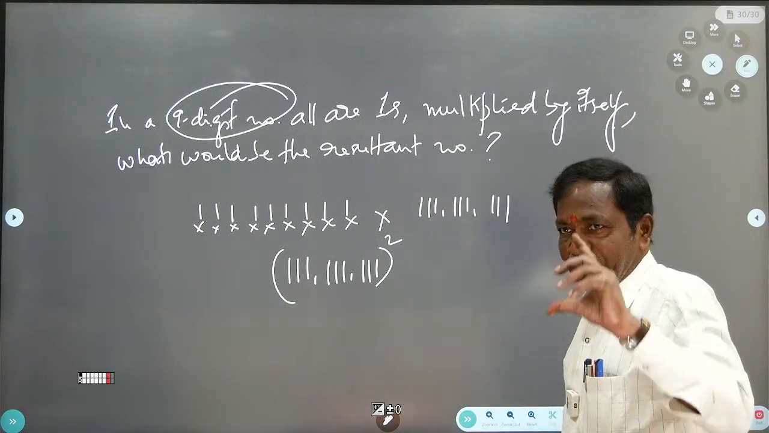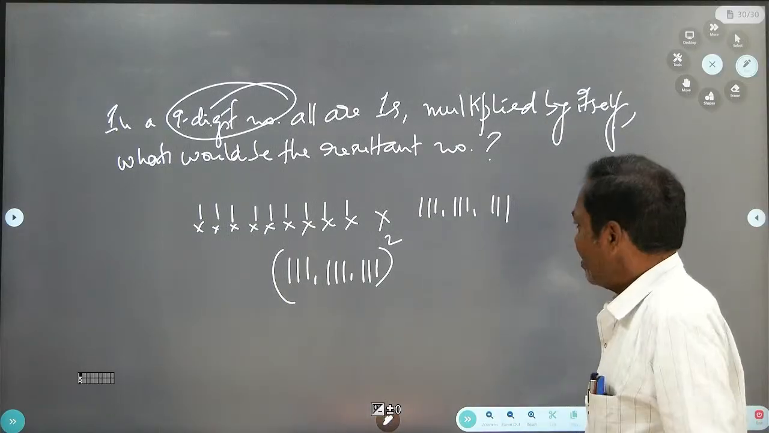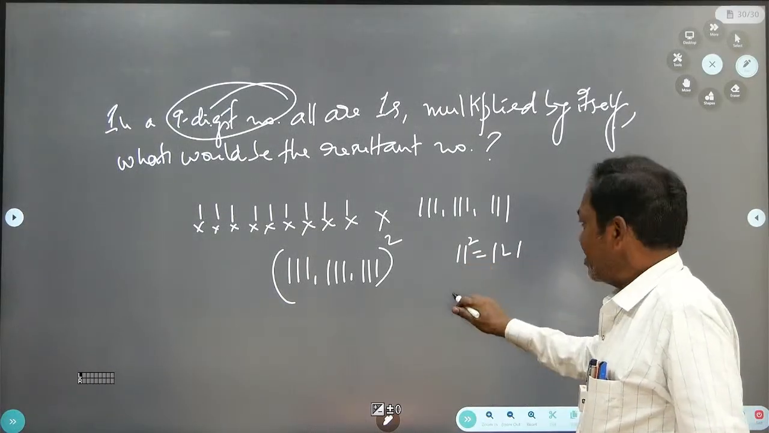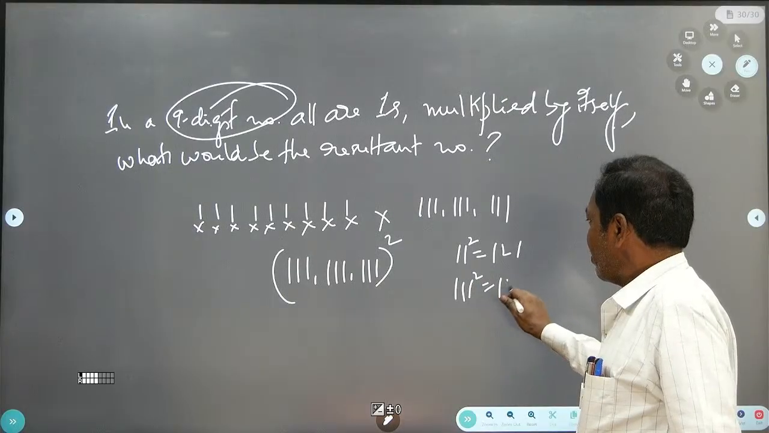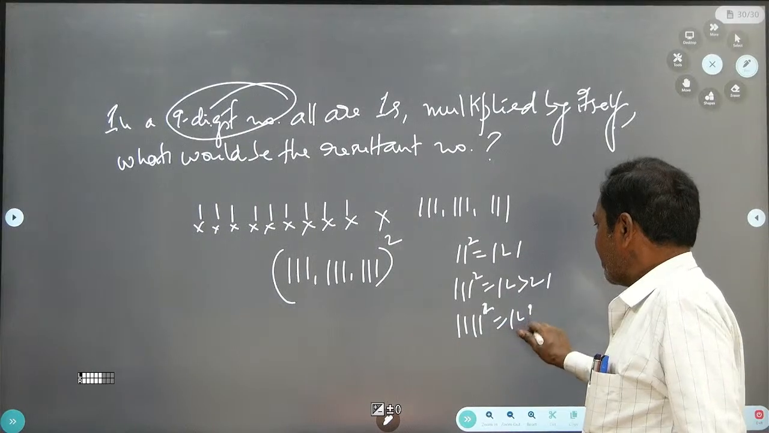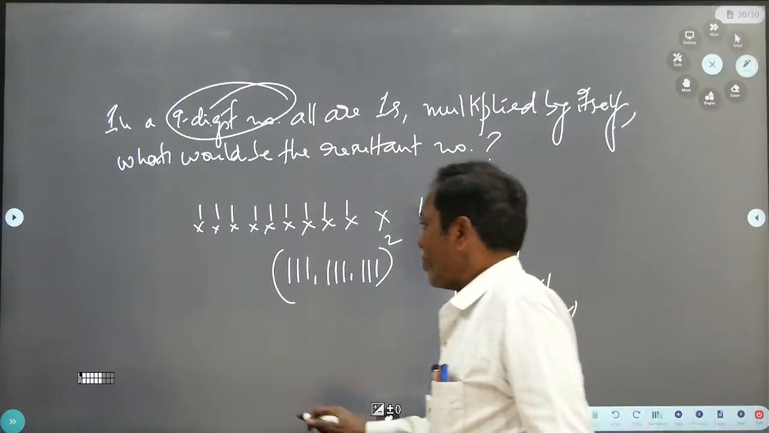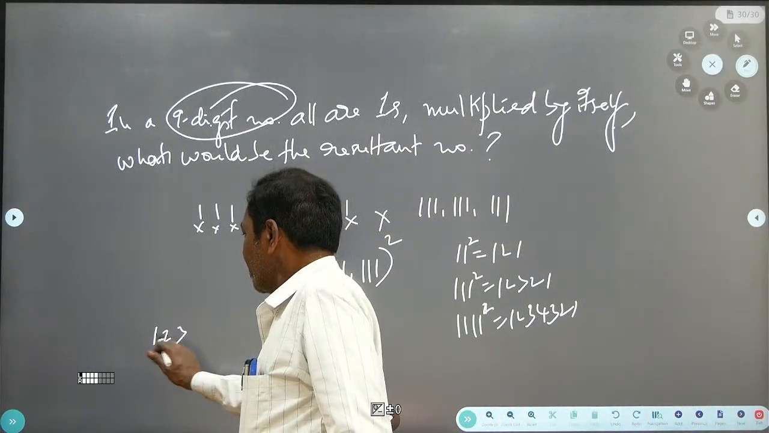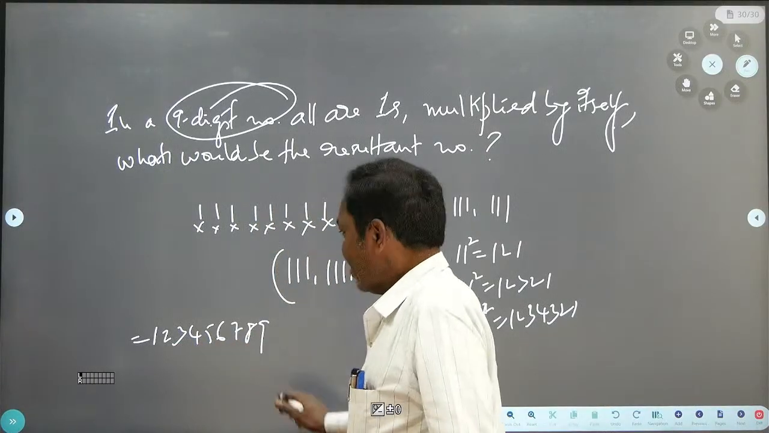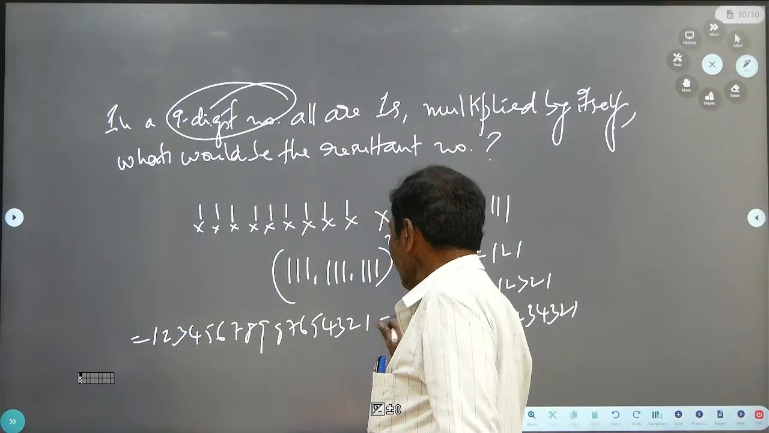When it comes like that, you have to find the logic. Even if you did not attend the class, no problem. For example, 11 square is 121, 2 ones are there. Triple 1 square is 12321, like this 1234321, see like that. When 9 is there, what will happen? 123456789, 87654321.